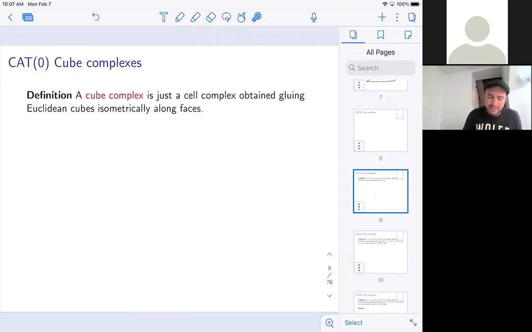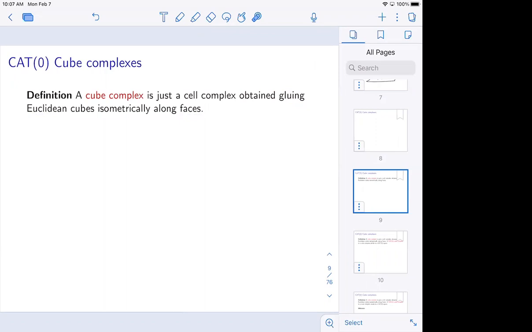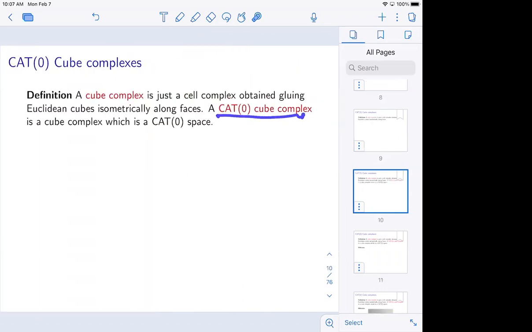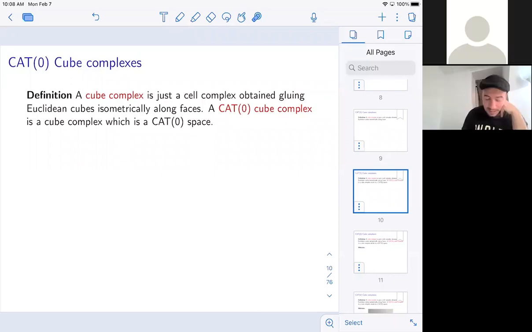A cube complex is really just a cell complex obtained by gluing Euclidean cubes isometrically along faces. So you just start with Euclidean cubes and you glue them isometrically along faces. A cube complex is said to be CAT(0) if it satisfies the CAT(0) condition we mentioned 2 minutes ago. This is not my favorite definition of a CAT(0) cube complex, since you can define them in a slightly more combinatorial way, but this is more consistent with the talk, so I'll stick to that.